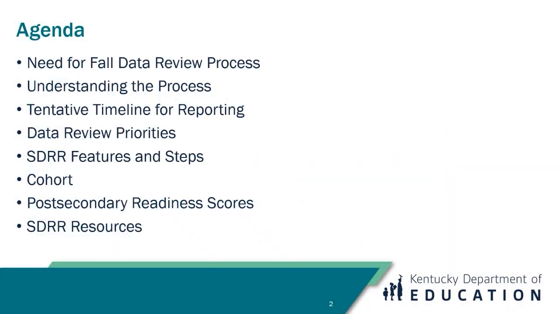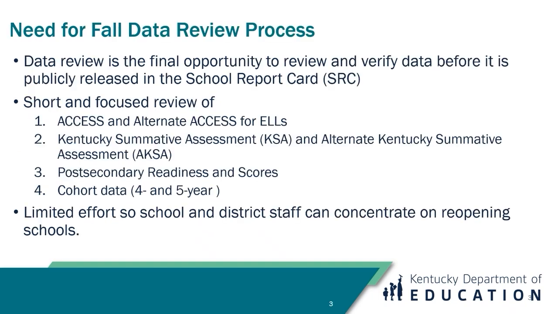Our agenda for today for the Fall Data Review process is the need for the process, understanding the process, and tentative timelines for reporting. We're going to talk about data review priorities, SDRR features and steps. We're going to talk about cohort, post-secondary readiness scores, and then some SDRR resources to help you with this work that you're going to be getting.